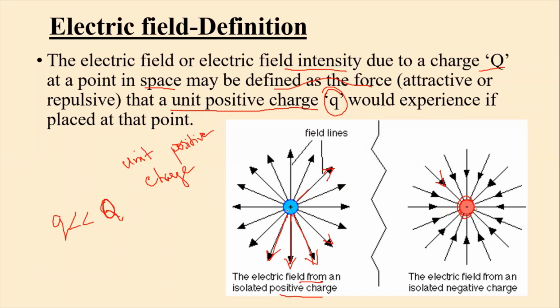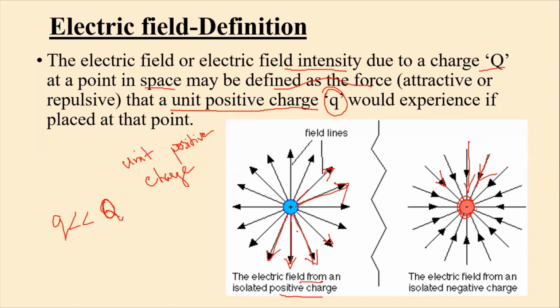But as of now, for a positive charge, field lines will emerge radially outwards, and for a negative charge, field lines will be directed radially inwards. Okay. For a positive charge, listen carefully. Field lines will be directed radially outwards, and for a negative charge, the field lines will be moving towards the negative charge, that is, in the radially inward direction.